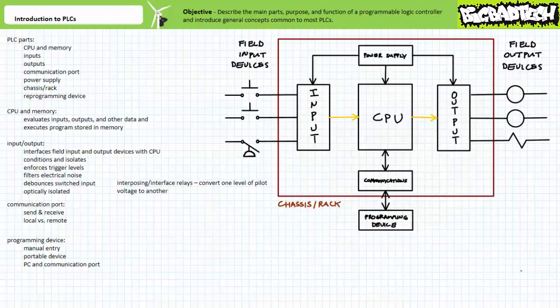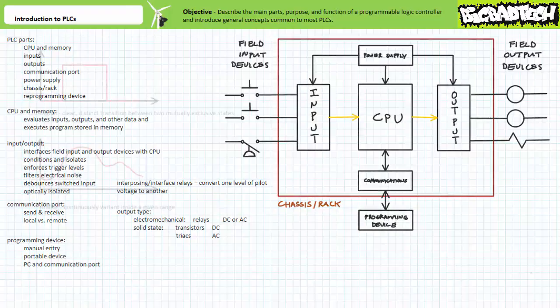Input and output signals are conditioned by the input and output modules by enforcing minimum trigger levels, filtering electrical noise, and debouncing switched input. Sometimes this is done by using optical isolators, devices that link the PLC CPU to the input and output modules using light only. Output mechanisms can take the form of electromechanical relays with moving parts, or solid-state devices with no moving parts, like transistors or triacs, depending upon the characteristics of the field output devices.